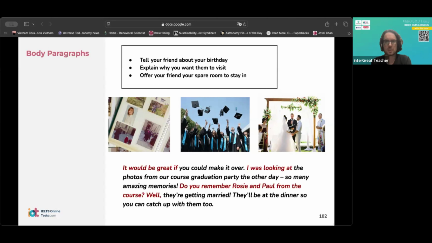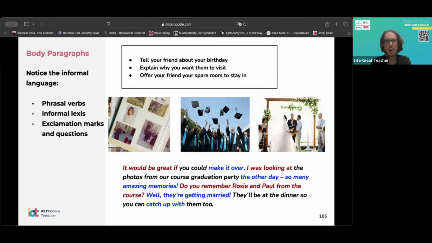So a little background of trying to persuade them to come to the birthday party, and some more information about who might be there when they join. Again, notice some of the typical language that we would use. "Make it over." Also, we have "catch up with". So those could be some important ones to learn. And then, as you can see, some of the other typical phrasing that you might use with your friends, such as "amazing memories".